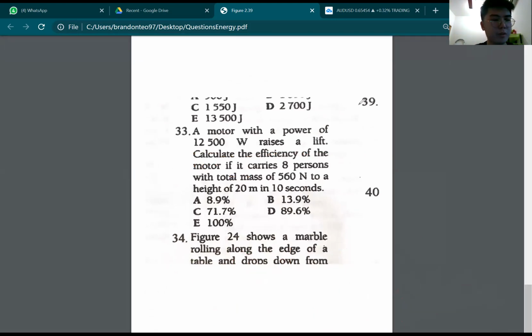Next one is a question regarding efficiency. Just a quick note here about efficiency. Efficiency means how efficiently a device uses the energy. For example, let's say you supply 1000 joules of energy to a device. It can be any device, like your electric appliances. It only can use 800, let's say. It only uses up 800 joules of energy, and the rest, which is 200 joules of energy, is wasted.